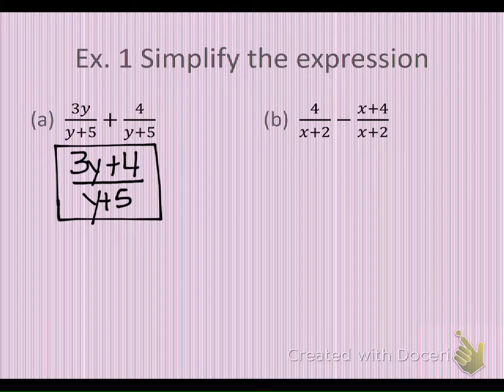All right, now let's look at letter B. Look at the denominators. Do we have a common denominator already? Yes. So we're going to bring down the x plus 2 because our denominator won't change once it's common. But we got to be really careful when we're dealing with a subtraction problem, because remember what happens when we have a subtraction problem? Okay? Then the minus has to be applied to everything behind it. So let's bring down the first numerator. It won't change, it's just a 4.